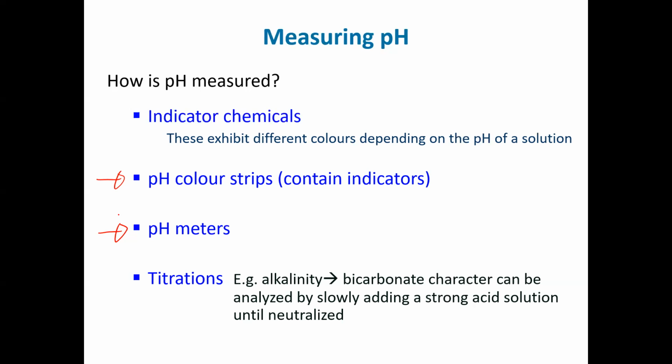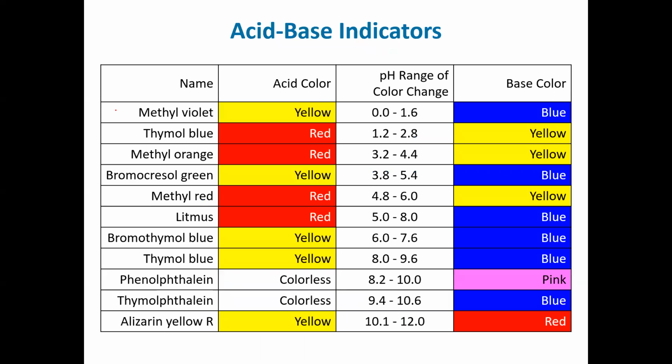The color strips, of course, are based on indicator chemicals, and I've got this little chart that I found that shows a whole bunch of these indicator chemicals, and I'm assuming that's what you used for your titration in Chemistry 101 with some sort of indicator.